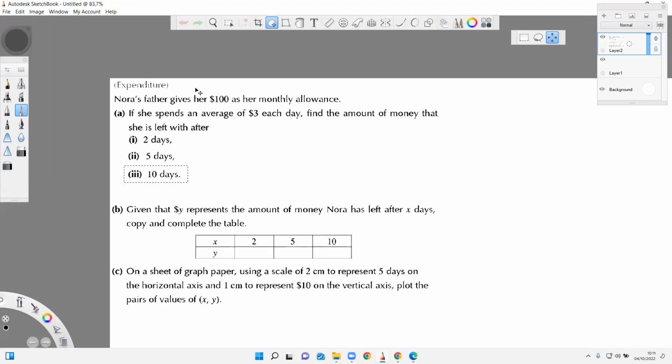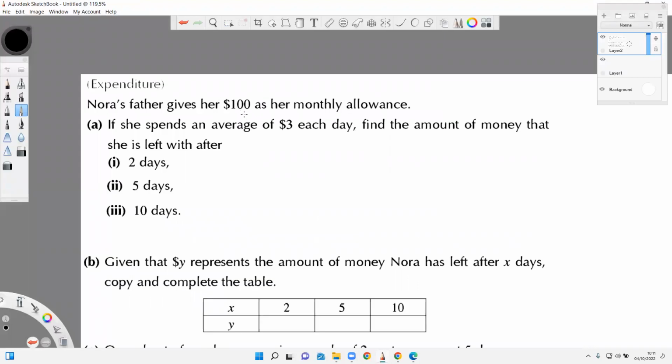Okay, guys, let's see number 1. Nora's father gives her $100 as her monthly allowance. So what is monthly allowance? Uang jajan. Okay, monthly, each month. And if she spends an average of $3 each day, find the amount of money that she is left with after 2 days. So can you answer? 3 times 2, then $6, is it? No.